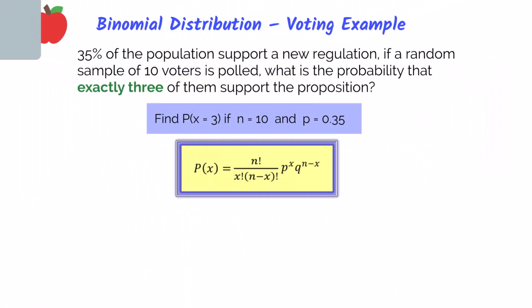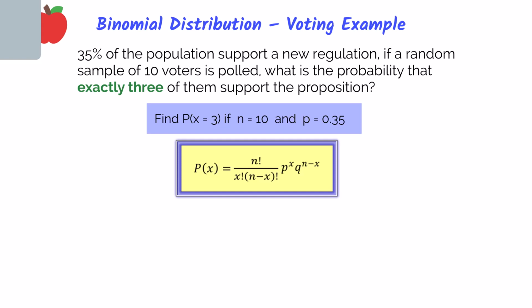Just talking through the calculation probably didn't help much, so let's walk through a specific example. 35% of the population supports a new regulation. If a random sample of 10 voters is polled, what is the probability that exactly 3 of them support the proposition? We know this is a binomial distribution because there are only 2 options.